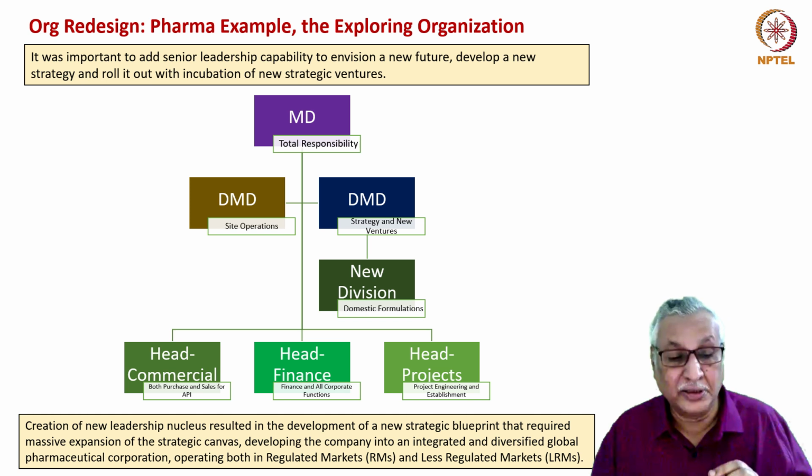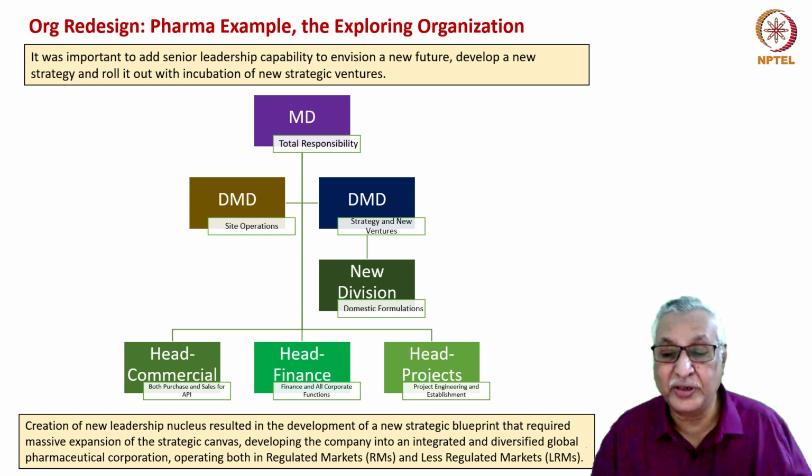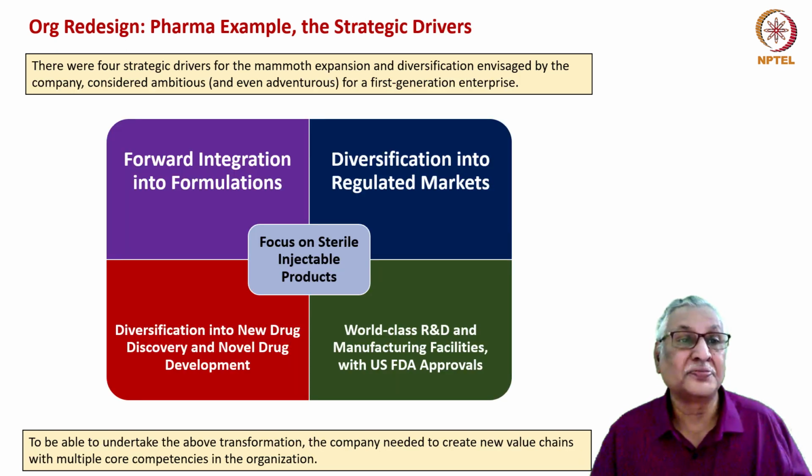Creation of the new leadership nucleus resulted in the expanded strategic canvas. It developed the company into an integrated and diversified global pharmaceutical corporation, operating both in regulated markets and less regulated markets. Creation of organization is very important for accomplishing something which has not been done so far. In this organization redesign, there were four key strategic drivers that supported the mammoth expansion and diversification.